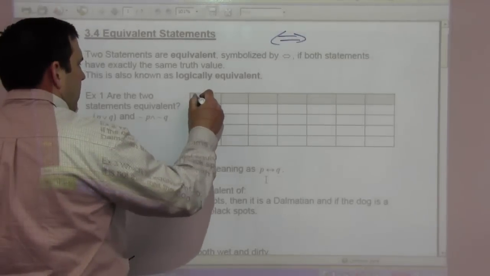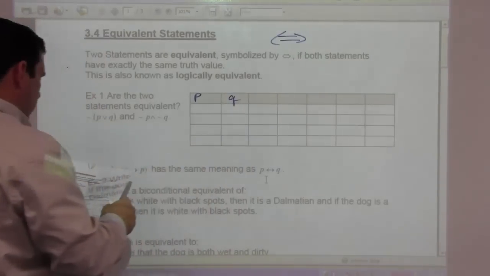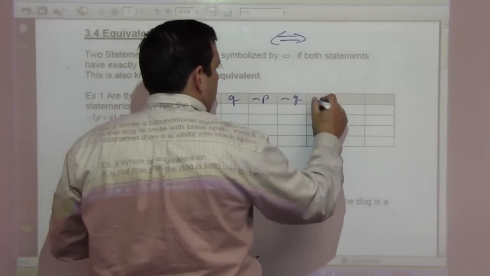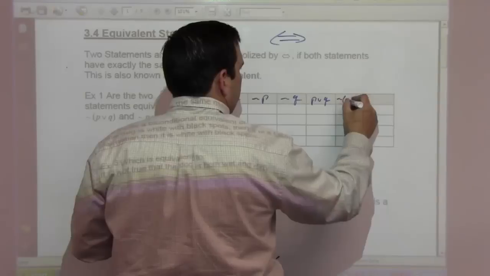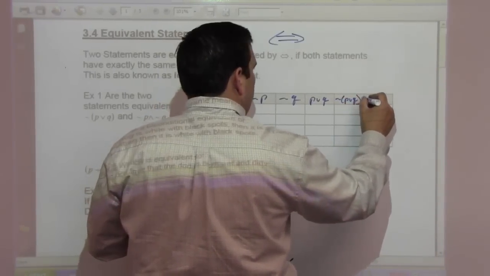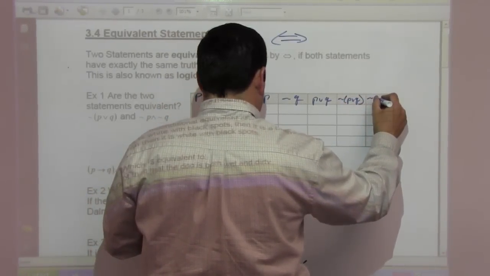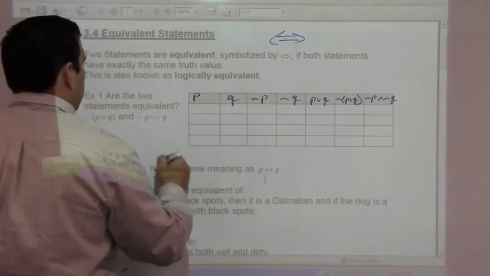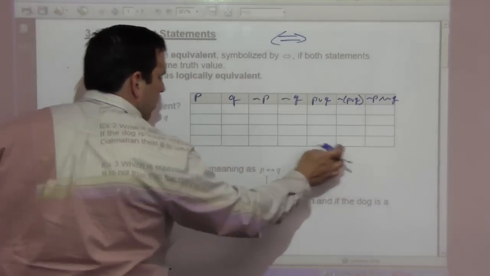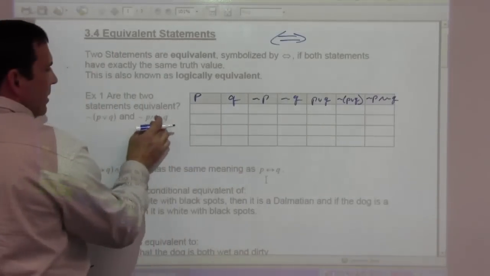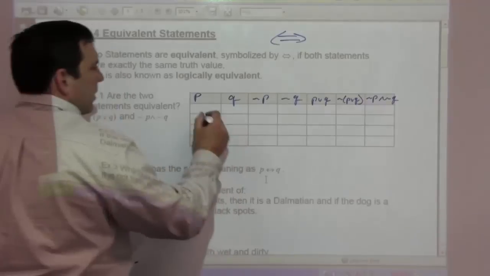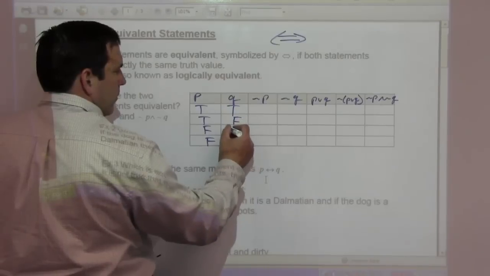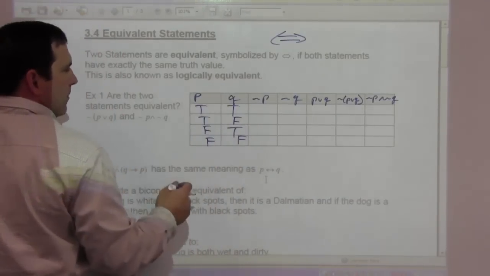So let's look at our P, our Q, our not P, not Q, a P or Q column, the negation of P or Q, and then the negation of P and negation of Q. So we're looking at this column and this column. Are they going to be true and false in the same places? Let's find out. Let's do my standard setup here for having two statements.